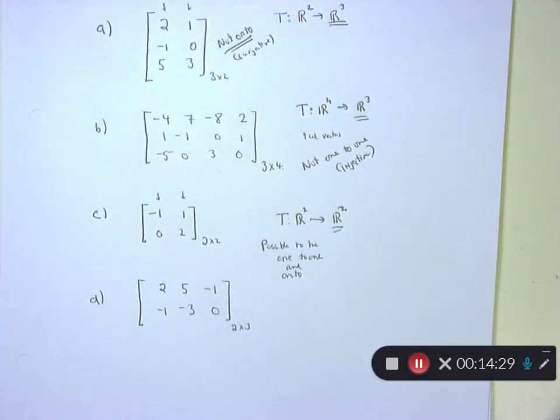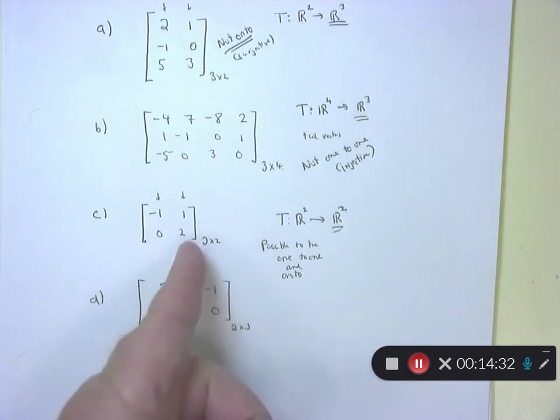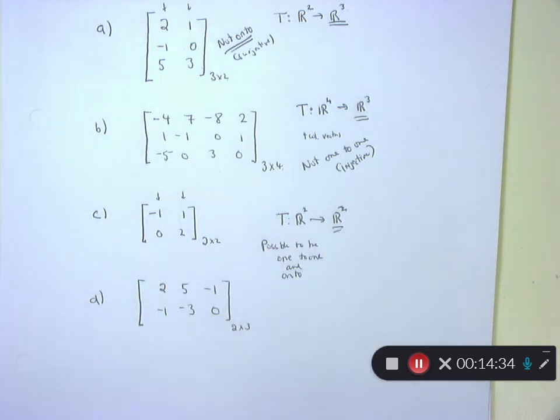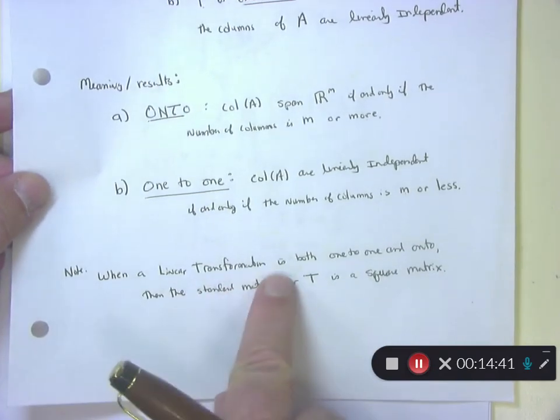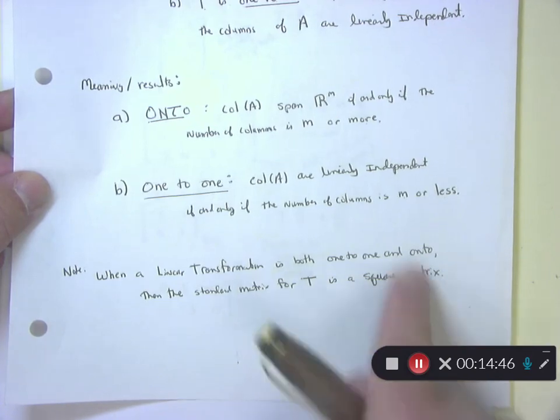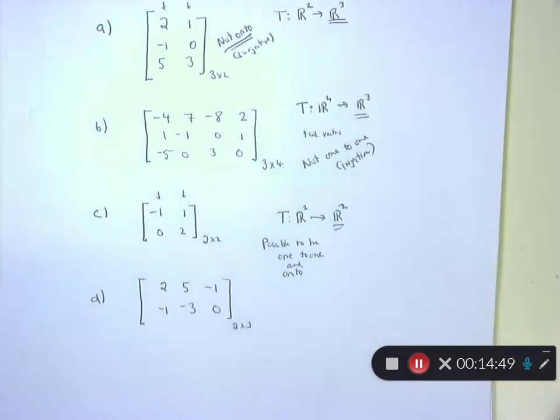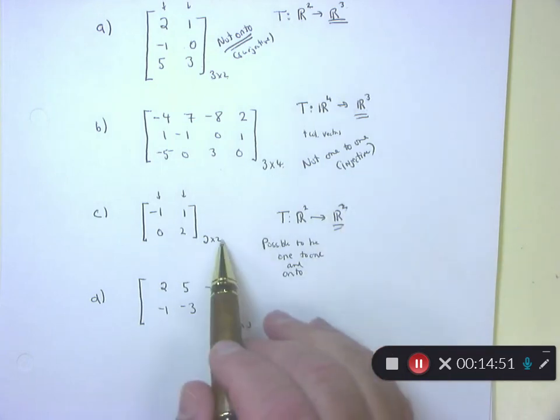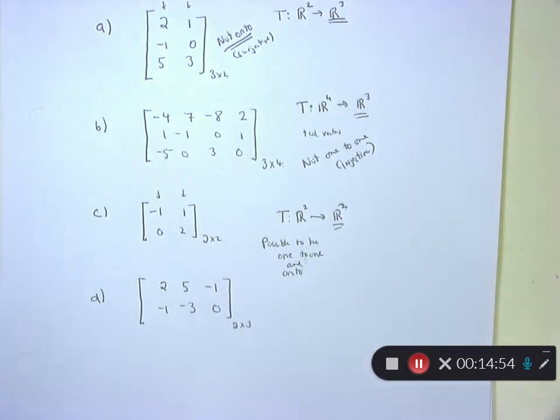Does that make sense? Because I've got 2 columns and I'm going to R2. M equals 2 and I got 2 columns. And remember, what I mentioned up here was that when a linear transformation is both one-to-one and onto, then the standard matrix is going to be square, and it's going to be M by M. M was R2, it's 2 by 2. So this is possible. I would actually have to do the row reduction to show you it really does work. But just looking at the size of the matrix, I can tell you this has the potential to be one-to-one and onto. Does that make sense?